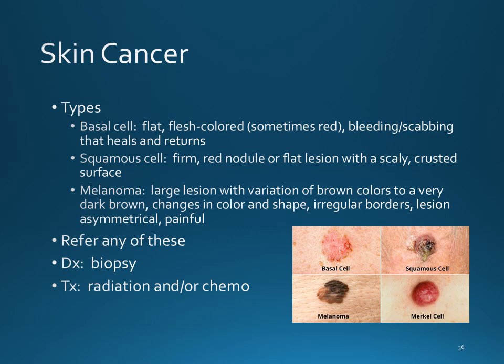You just want to ensure that if anything is evolving, so if a symmetrical becomes asymmetrical, if a clear border becomes irregular, if the color changes to a darker color, the diameter grows larger, those are all things that tell us this needs to be assessed by a physician, okay? So that's just kind of a recap. There are different types of cancers.